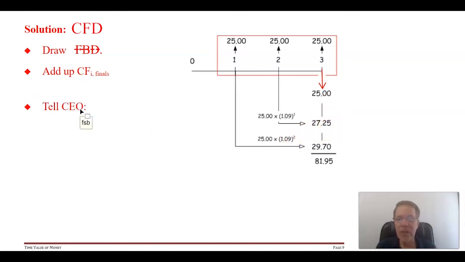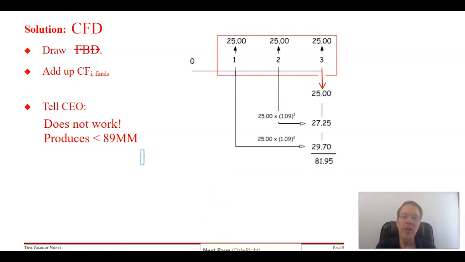Okay, so now that we've figured all this out, we're ready to tell the CFO that this does not work. It produces less than the 89 million needed. Okay, so far so good. So we've been a good intern and all that jazz. But what if we want to be an awesome intern, right?